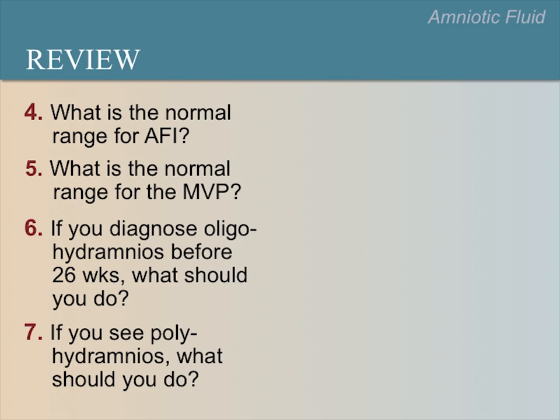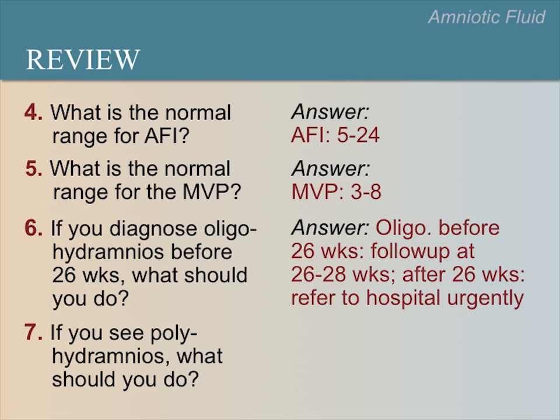What is the normal range for AFI? The answer is 5 to 24 centimeters. What is the normal range for the maximum vertical pocket? The answer is 3 to 8 centimeters. If you diagnose oligohydramnios before 26 weeks, what should you do? The patient should follow up at 26 to 28 weeks. If you diagnose oligohydramnios after 26 weeks, refer to the hospital urgently.